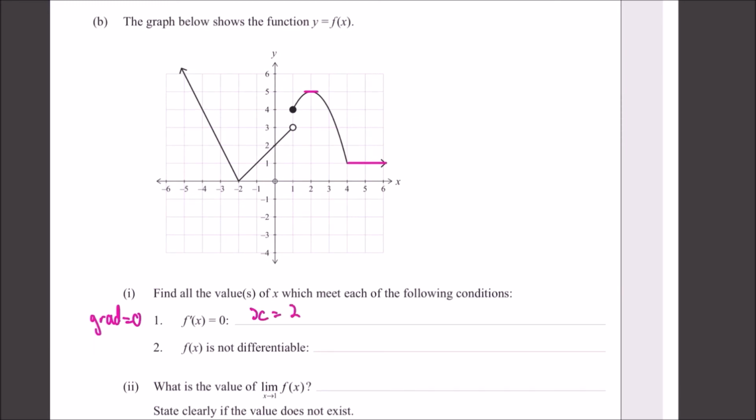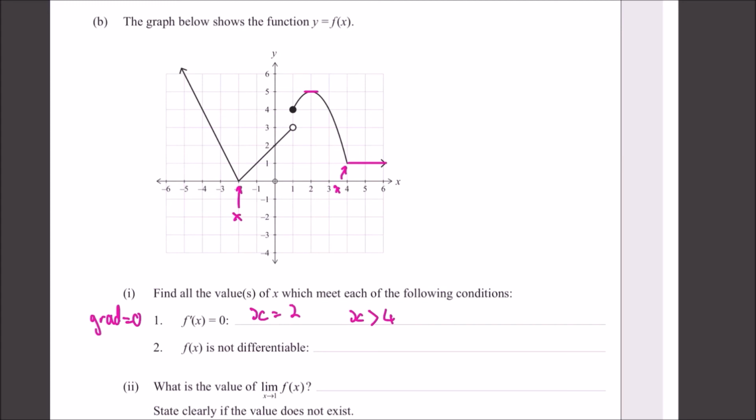So when x is equal to 2, but not this point here, not when x is equal to negative 2, because it doesn't actually have a slope of 0, it's not smooth there. Also when x is bigger than 4, once again not including equal to 4, because at that exact point it's not what we call differentiable, which we'll cover in the next question.